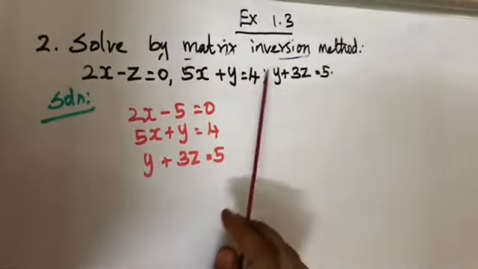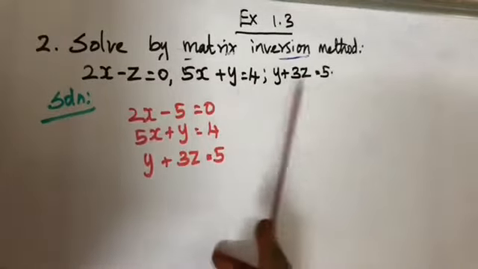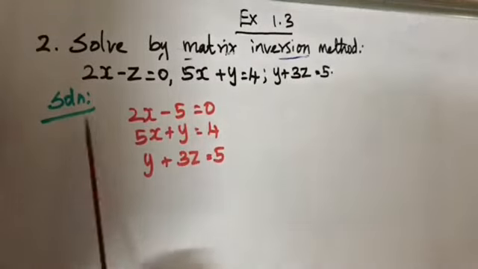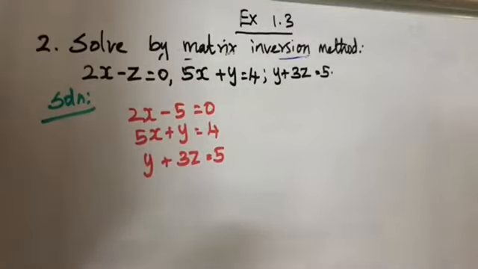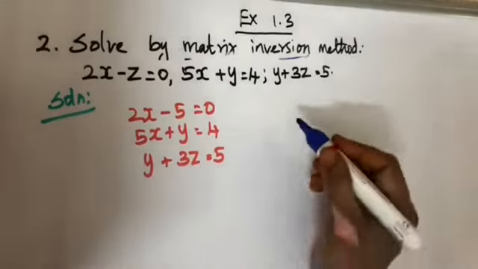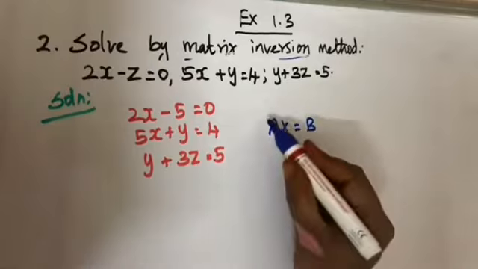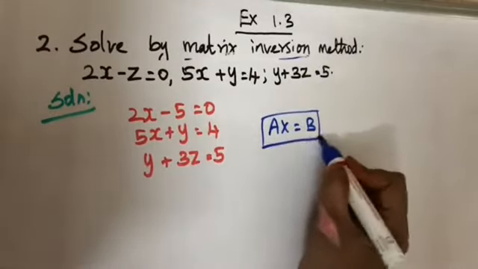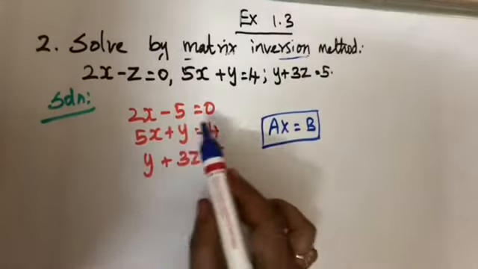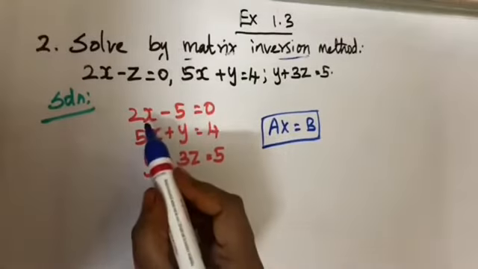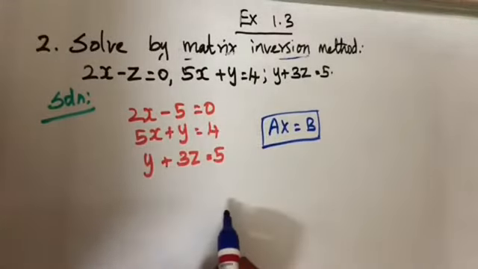Solve by matrix inversion method. 3 equations were given here. Okay. The solution I write one by one. Now we will convert this into matrix, right? So we have to write it in the form Ax is equal to B. So first A means the coefficients. So x coefficient, y coefficient and z coefficient.